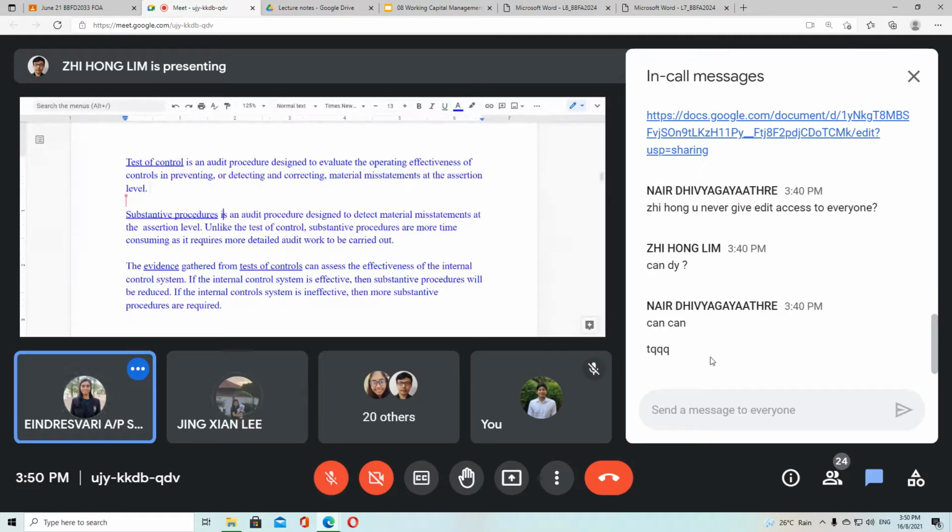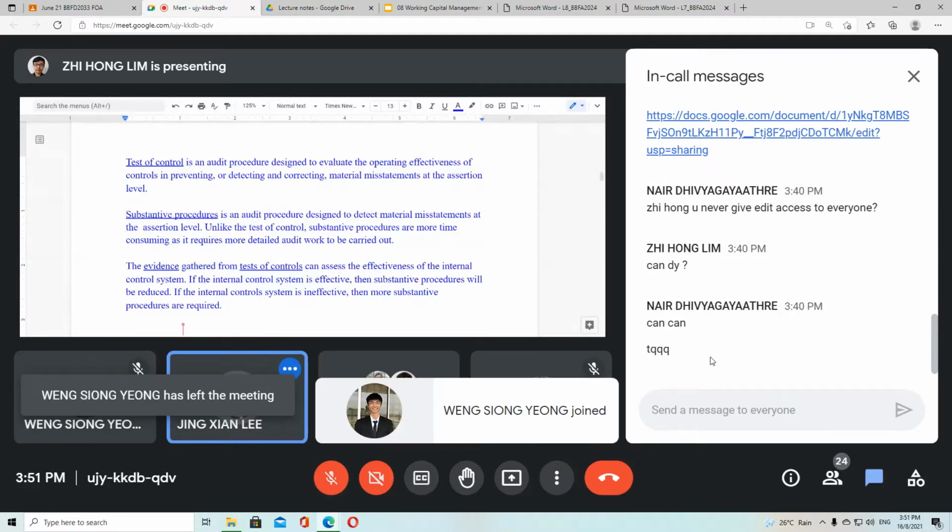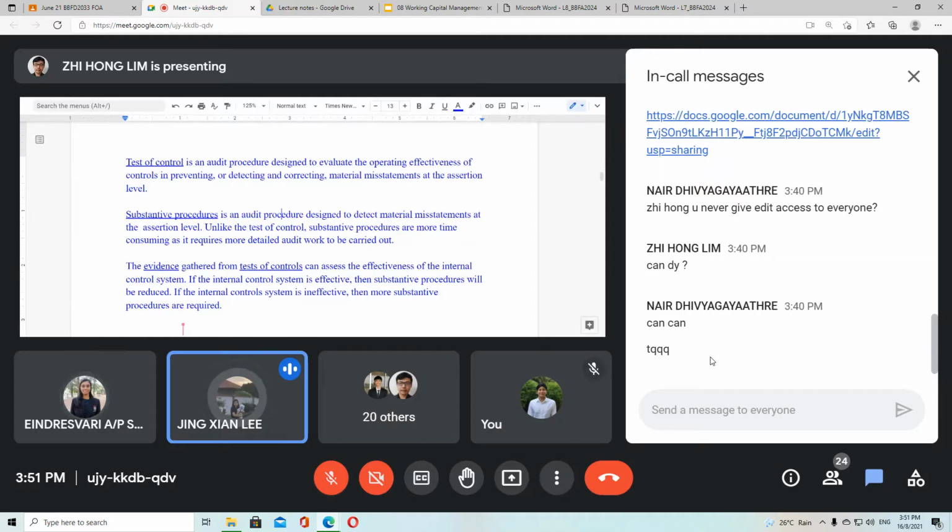Continue. And substantive procedure is an audit procedure designed to detect material misstatement at assertion level. And it is more time consuming because it requires more detailed audit work to be carried out. And then the evidence gathered from test of control can evaluate the effectiveness of the internal control system.